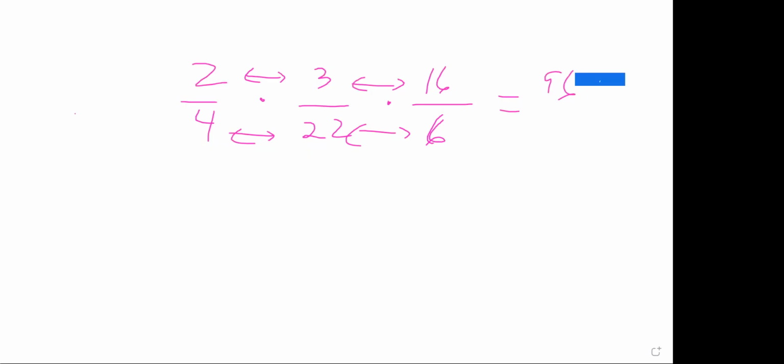And then at the bottom, you're going to do 4 times 22, which is 88, times 6, which is 528. So this is an example of what I'm talking about. These are big numbers, and it could be a little bit difficult or stressful to reduce.